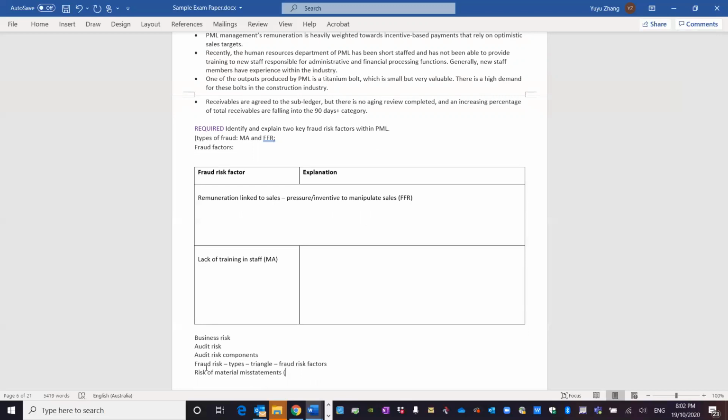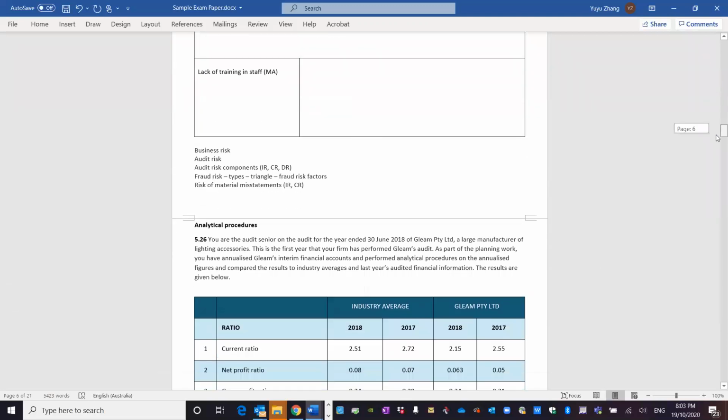So if we talk about risk of material misstatement, you only have inherent risk and control risk to consider. When you talk about audit risk components, you will have inherent risk, control risk, and sometimes you may also think about detection risk. Okay? Does it make sense? So the most important thing is you need to be able to apply your understanding of those concepts into case analysis. Okay.